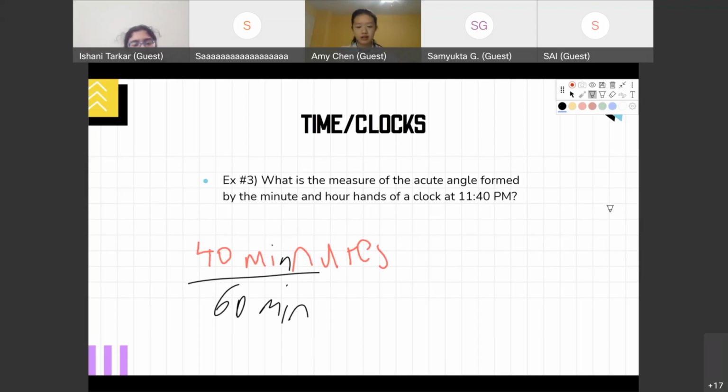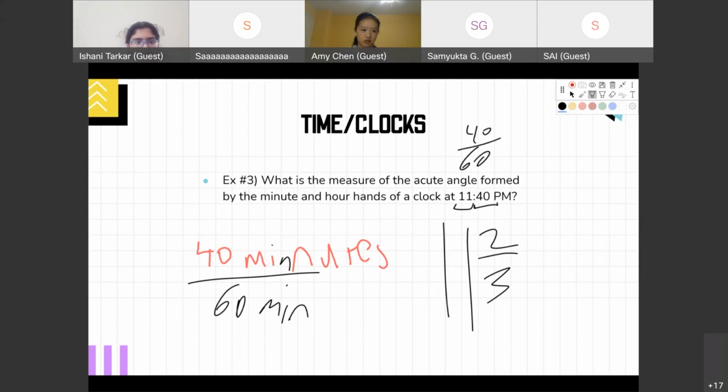In fact, I think it would be better to understand it this way. The proportion of the full circle the hour hand has traveled is 11 and 2/3, because it's 11 hours plus the proportion in minutes, which is 40 minutes divided by 60 minutes, which is just 2/3 of an hour. So the hour hand has traveled 11 and 2/3 of the full circle. And since it travels 30 degrees in 1 hour, we multiply by 30 degrees to find the angle that the hour hand is at.